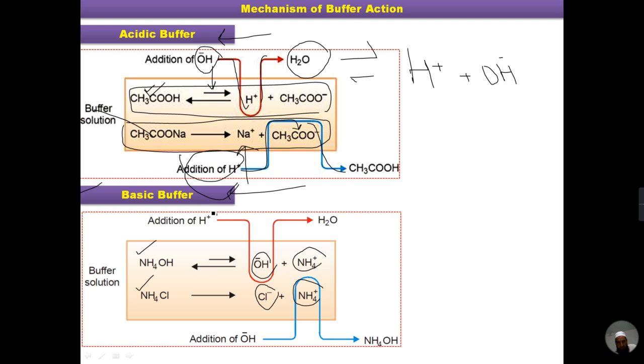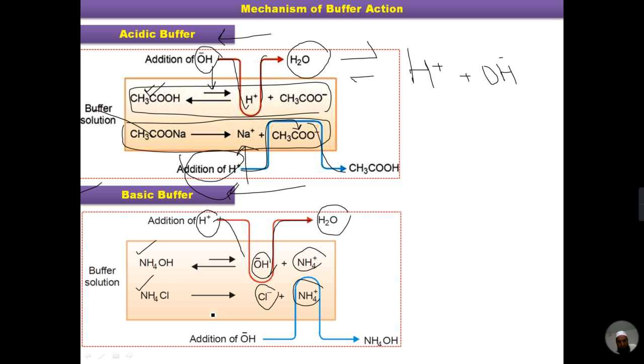Now let's add H positive ion, the external agent. When you add H positive, we have hydroxide ion present in the medium. It combines with the hydroxide ion and forms water. Now we know that water is a weak electrolyte. When a weak electrolyte is formed, that means its degree of dissociation is less. When its degree of dissociation is less, the change in pH will be minor. So this is how it prevents the change in pH by addition of external acid.